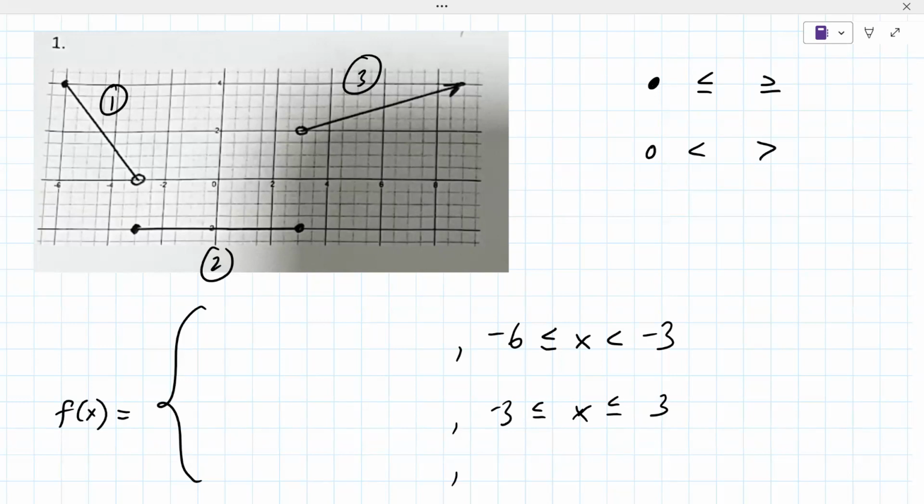So now the last one is a little bit different. It starts here, open circle, but it goes to the right forever. That means that x is greater than 3 because it goes forever to the right. And that's it. Now we still have to fill in the functions, but always do this stuff. I mean, that's 50% of the problem.